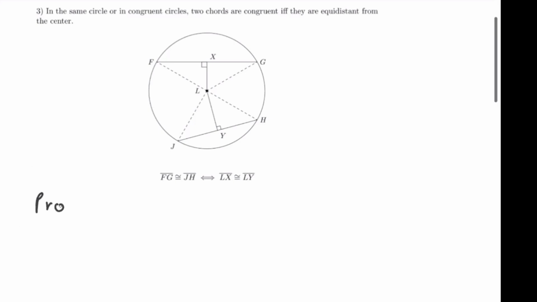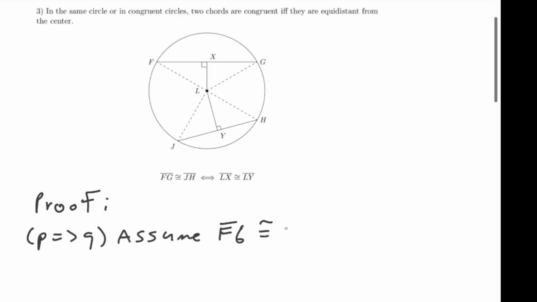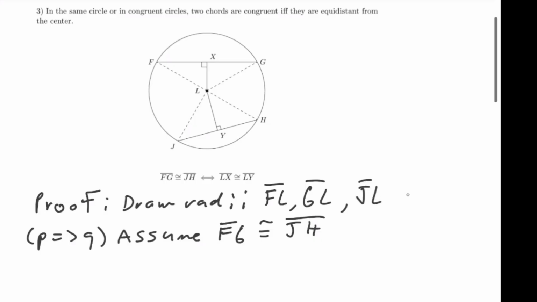So proof. Since this is an if and only if statement, we're going to do P implies Q. So we're going to assume FG is congruent to JH. Also, I'm going to draw these radii, and that'll work for both proofs. So draw radii FL, GL, JL, and HL. I'm drawing those radii to help us with this.